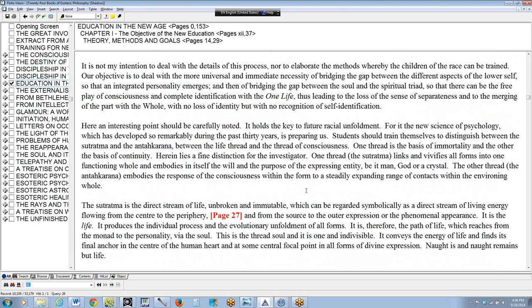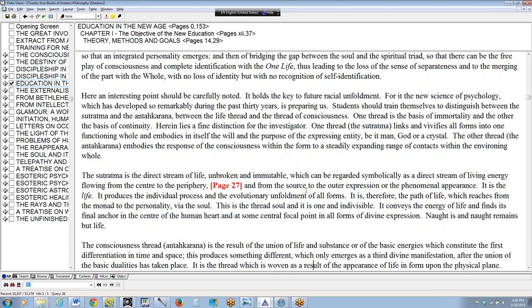The Sutratma is the direct stream of life, unbroken and immutable, which can be regarded symbolically as a direct stream of living energy flowing from the center to the periphery and from the source to the outer expression or phenomenal appearance. It is the life. It produces the individual process and evolutionary unfoldment of all forms. It is therefore the path of life, which reaches from the monad to the personality via the soul. Okay, this is clear. This is the thread soul, and it is one and indivisible.